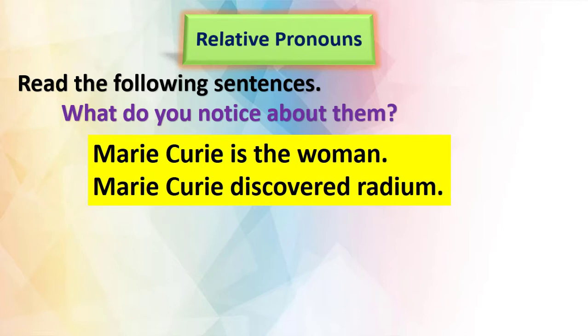Today we will study a grammar lesson. Our lesson is about relative pronouns. Read the following 2 sentences and answer the questions. What do you notice about them? Let's read the 2 sentences together. Marie Curie is the woman. Marie Curie discovered radium. We noted that the name Marie Curie is repeated in the second sentence.